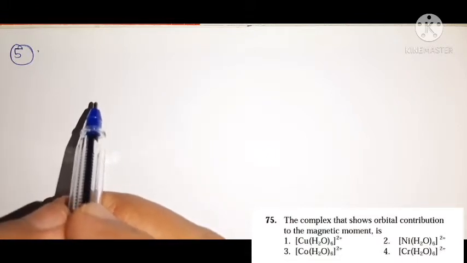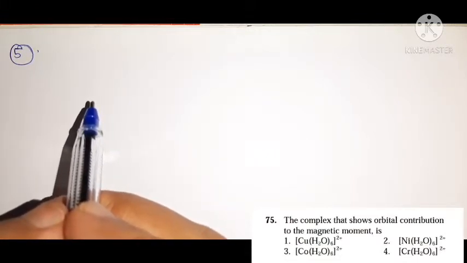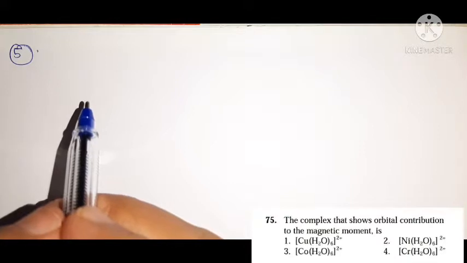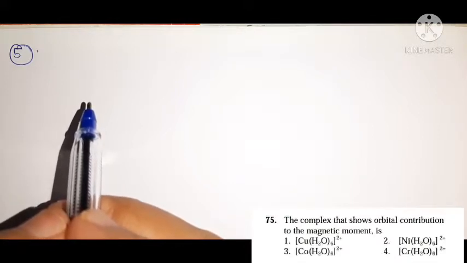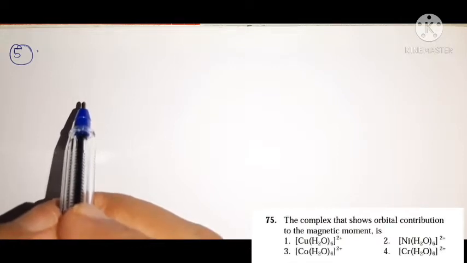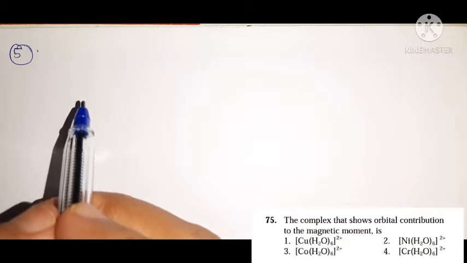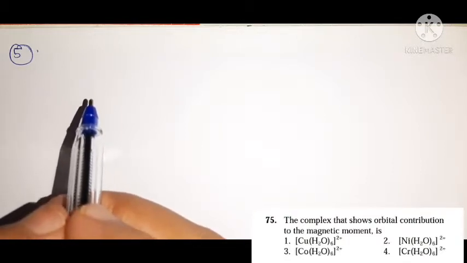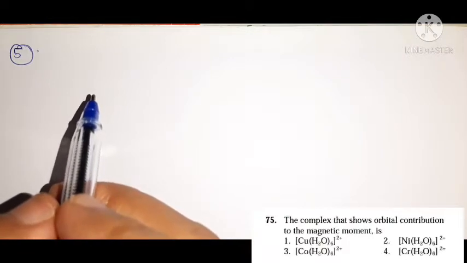Now friends, in octahedral complexes there is a general concept that decides whether there is an orbital contribution of magnetic moment in the value of magnetic moment or not. The concept says that in case of octahedral complexes, a complex having d1, d2, d6 and d7 electronic configuration will show orbital contribution to the magnetic moment. Remember, this is the concept behind the solution of this question.